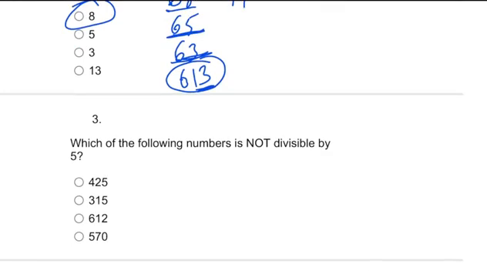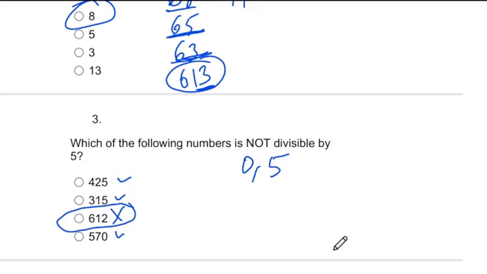Okay, question 3. Which of the following numbers is not divisible by 5? A number is divisible by 5 if it ends with 0 or 5. So this ends with 0, this one ends with 5. So these are out of it, and it remains the three of them. We now need to check which is not divisible by 5. So this means the answer is 612. I hope this is very clear.